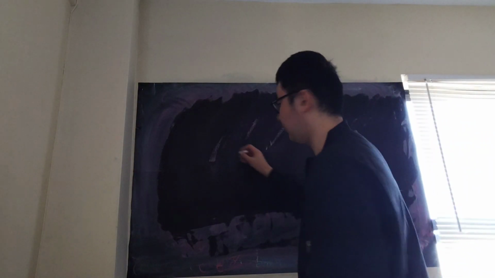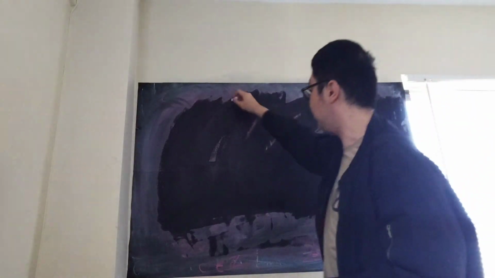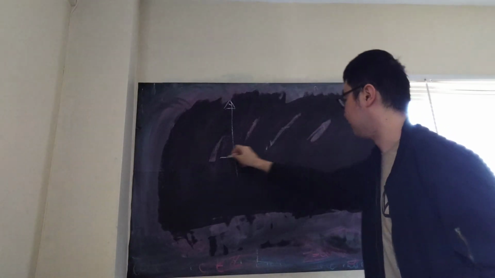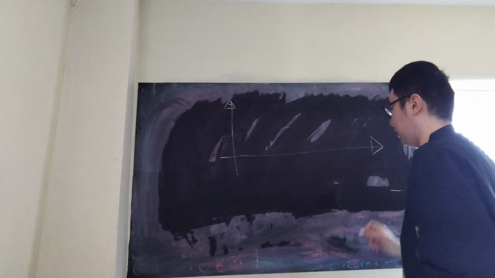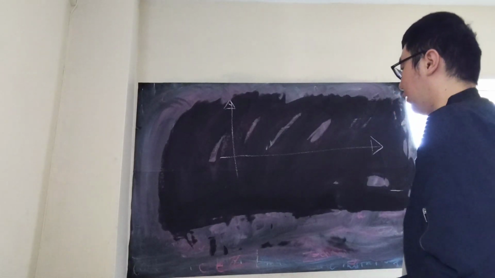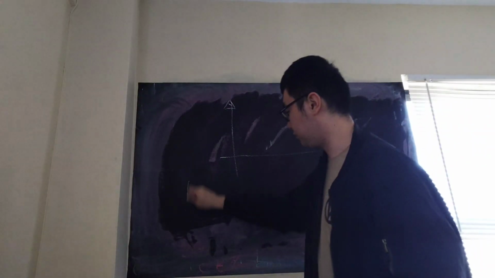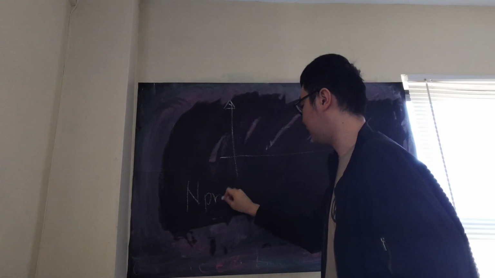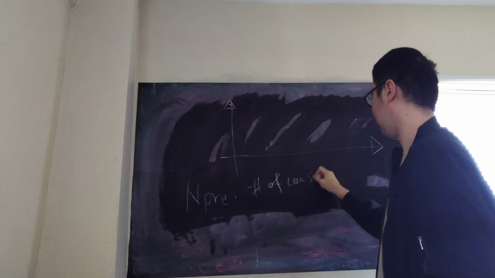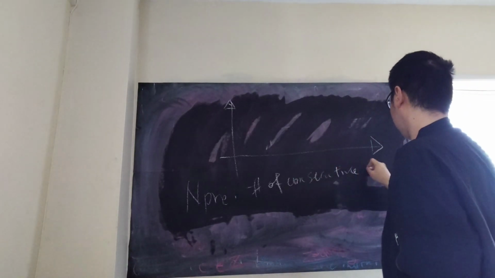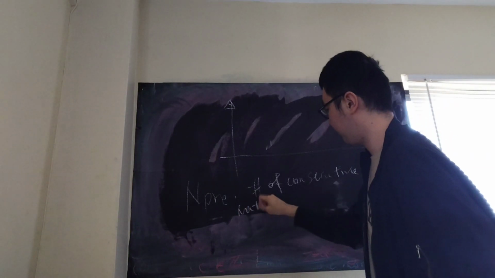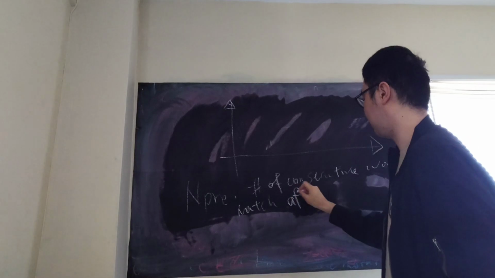So the experiment shows that, at least for all of the checkpoints in our case, if you define n-pre as the number of consecutive word matches after the cut.